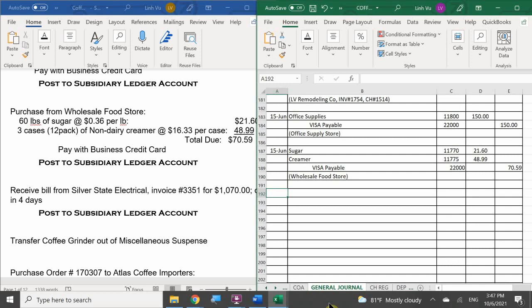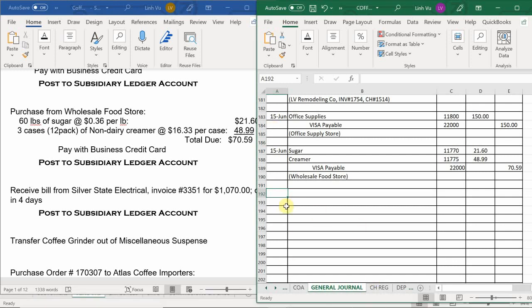Good. Why did we have Silver State Electrical do work? For the grinder, no? For the grinder. Good. So where is the grinder? So it's still miscellaneous. Miscellaneous because it's going to be part of the cost of the coffee grinder. Good. So 15. Miscellaneous suspense.